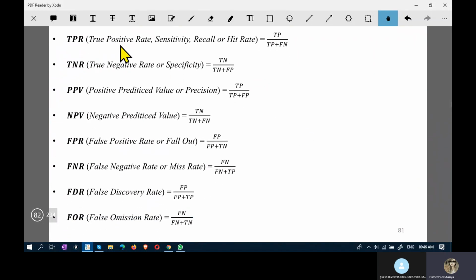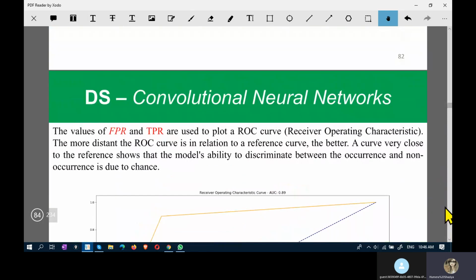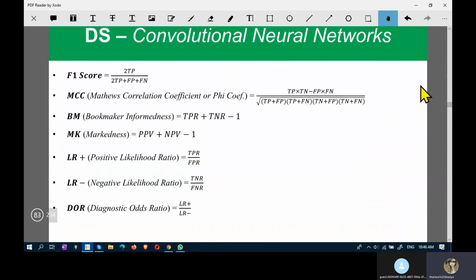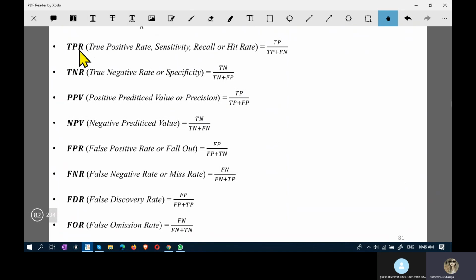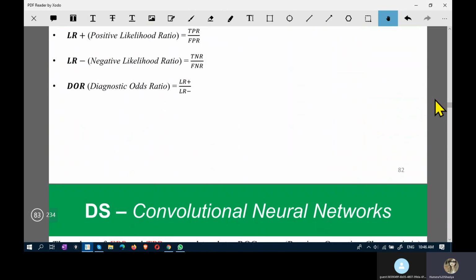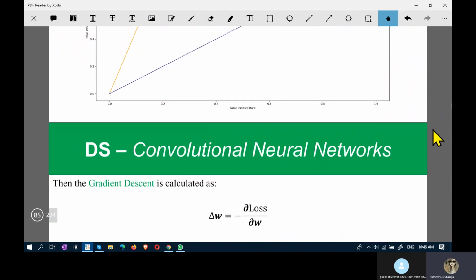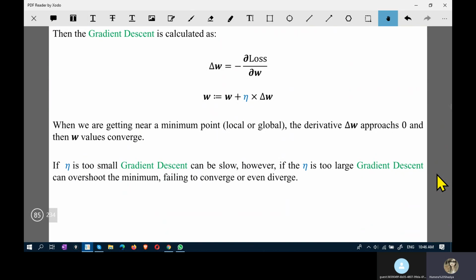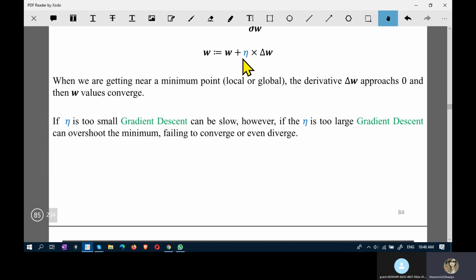And then you can find true positive rate, true negative rate, positive predicted value, negative predicted value, accuracy, sensitivity. Sensitivity and specificity are nothing but, here you see, true positive rate is sensitivity, true negative rate is specificity. And this AUC curve, area under the receiver operating characteristic curve. Then gradient descent is calculated in this manner: loss with respect to gradients of weights, and this is the learning rate.